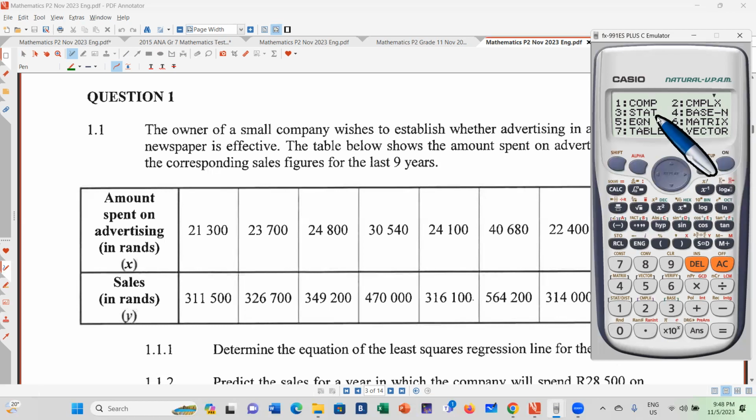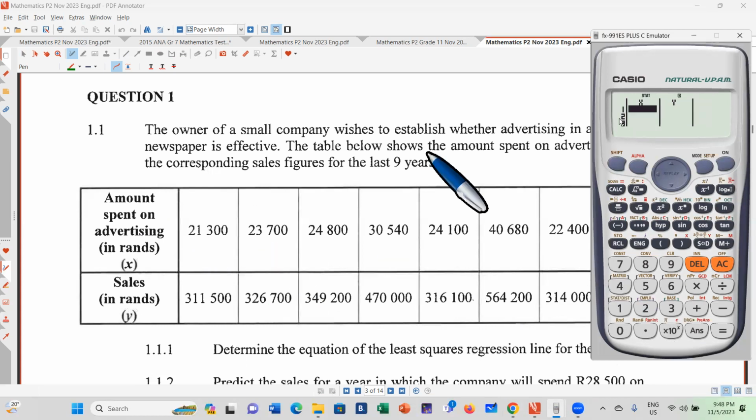We need stats. Stat is 3. So we press 3 like this. But this one is like 2 rows. So we don't need one variable, but we need a plus bx for the least squares regression line. We need a plus bx, but that is 2. So we're going to press the number 2.